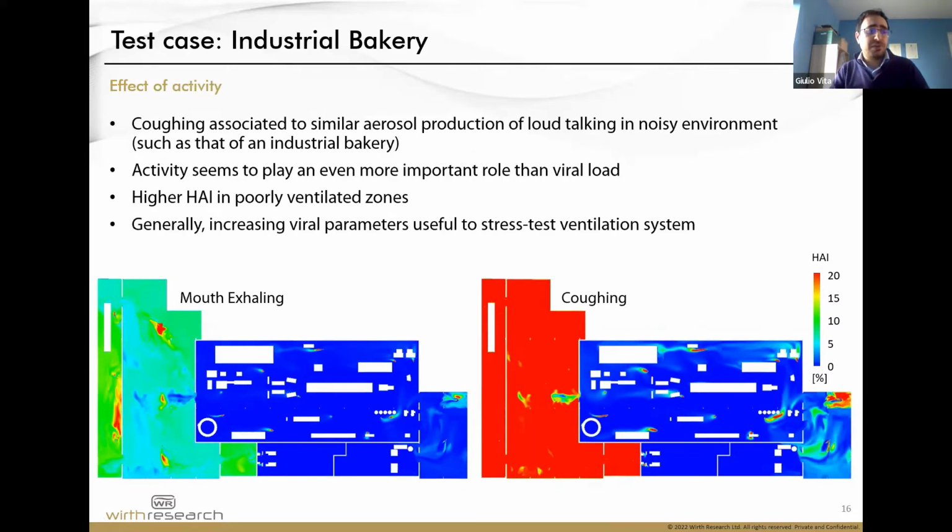The effect of the viral load is very similar also to the effect of changing how many particles there are in an aerosol, which means basically a different activity performed. So in this way, you can easily show to your client how well the system performs in extreme conditions.